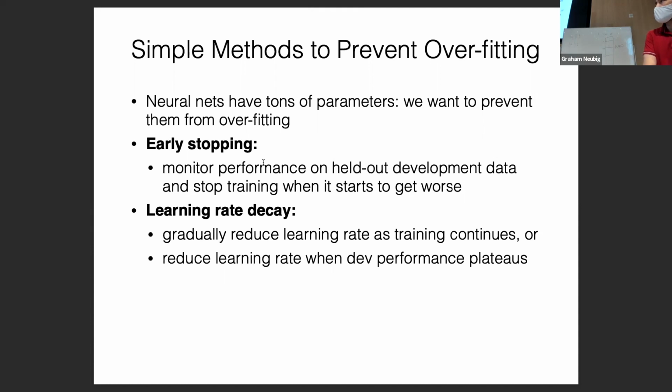Another thing you can do is reduce the learning rate when the dev performance plateaus. So when you hit the point where you would be stopping training, instead of stopping training, you reduce the learning rate and then continue training from the place where you would have stopped.